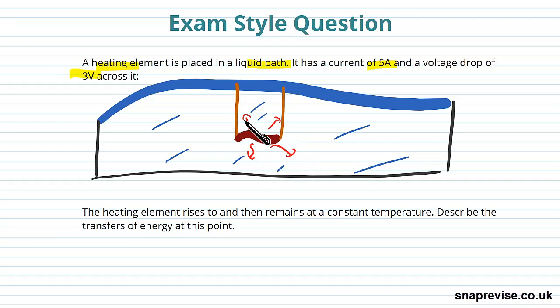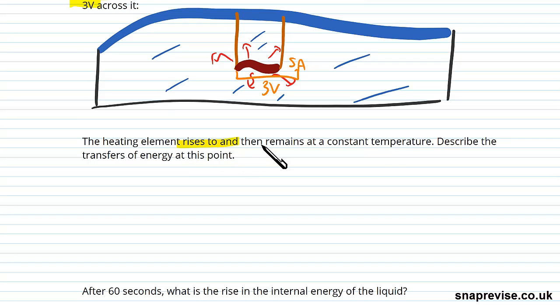It's giving off heat. There's a current of 5 amps and a voltage drop across it of 3 volts. And then we start it off. It starts heating up the water, etc. We say that the heating element rises to and then remains at some constant temperature. They want us to describe the transfers of energy at this point. So at this point of constant temperature, what's going on?